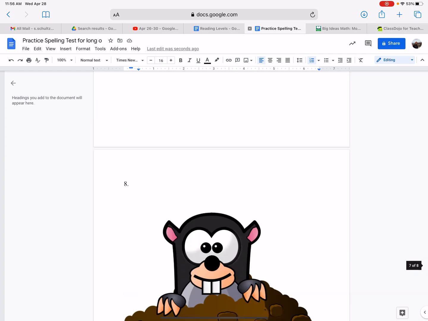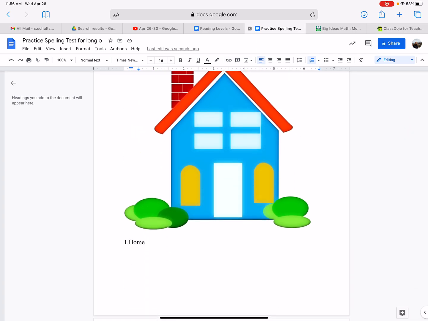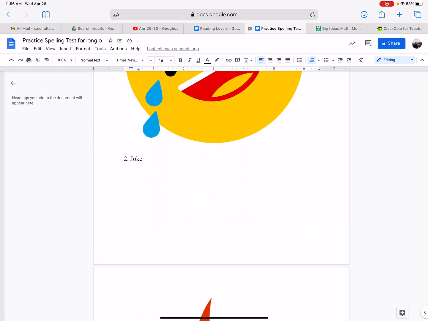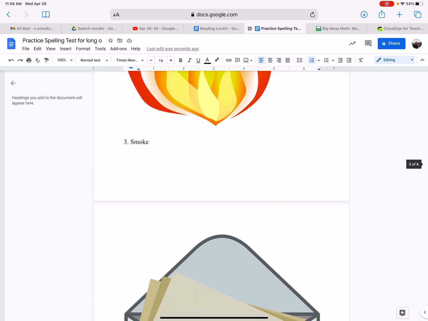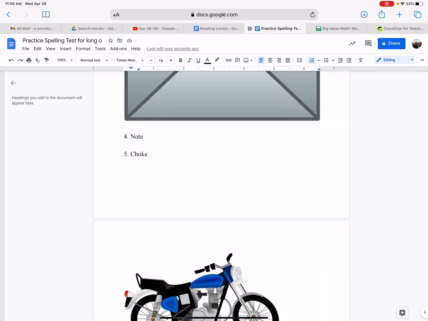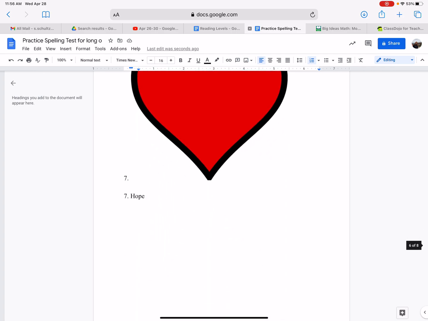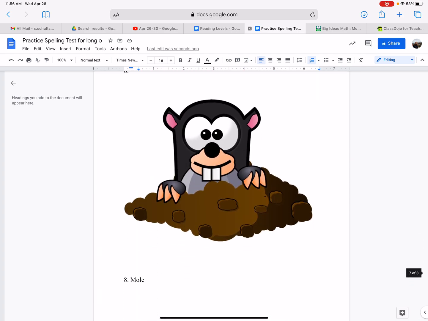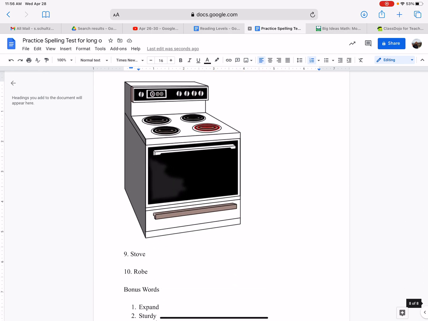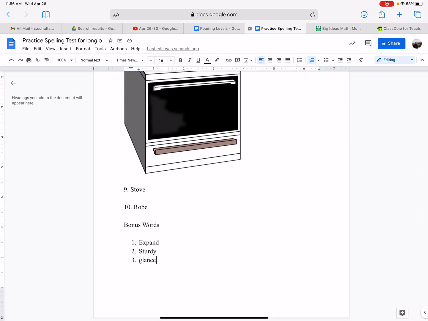Again, let's go through our words. We have home, joke, smoke, note, choke, road, hope, mole, stove, robe. Bonus words: expand, sturdy, glance.